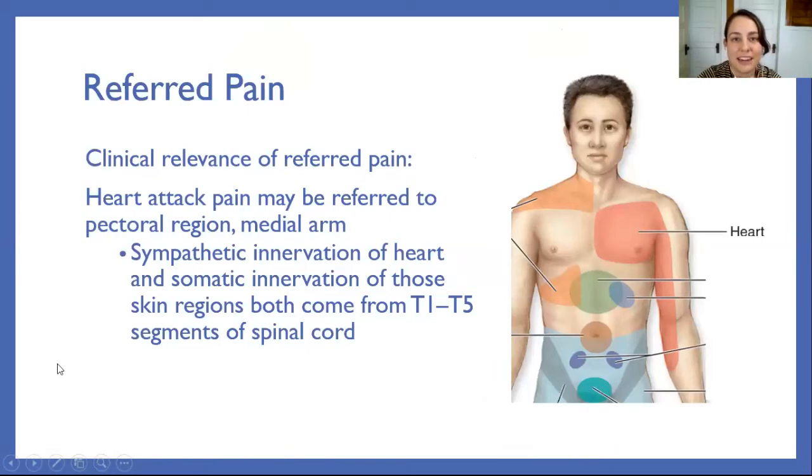Now, with referred pain, we do see this with clinical relevance in one big instance, heart attacks. Have you ever heard of someone's chest hurting or their arm hurting as a sign of a heart attack? That's because the innervation coming from your heart is going to be going side by side with the sensory input coming from those skin regions. They're all going to T1 to T5. So they get paired up, and whenever that information comes to the brain, it can't tell if it's the heart or if it's the skin, so it just refers that to the skin, because that is on the conscious level, the somatic.